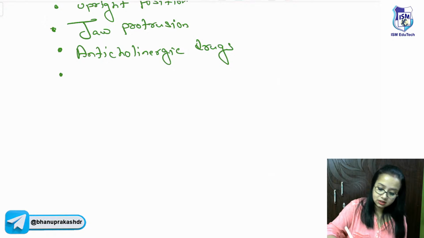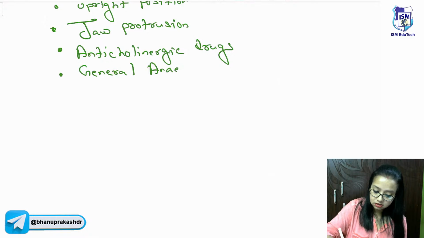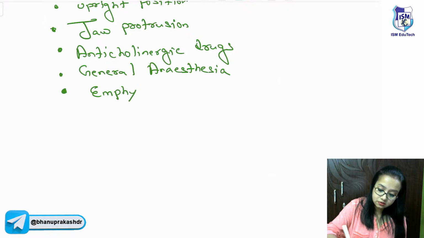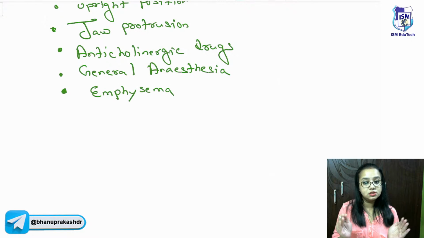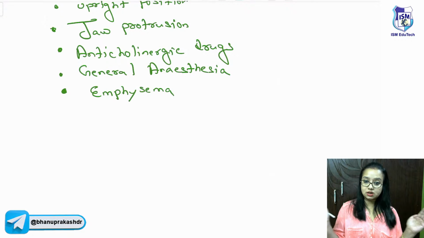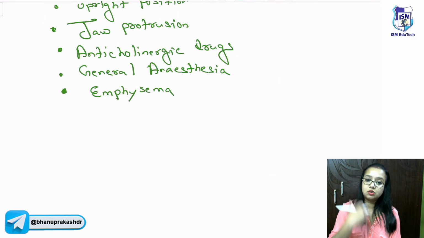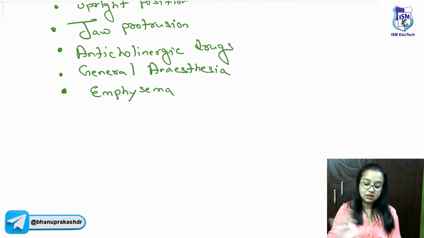Okay. Then general anesthesia. Then emphysema. Emphysema is a condition when the lung cannot come back to its original position. If the lung is not coming back to the original position, not enough volume of air is going out. So there is accumulation of air which will add to the anatomic dead space. These are the conditions in which the anatomic dead space increases.